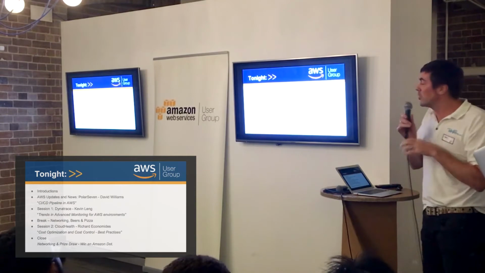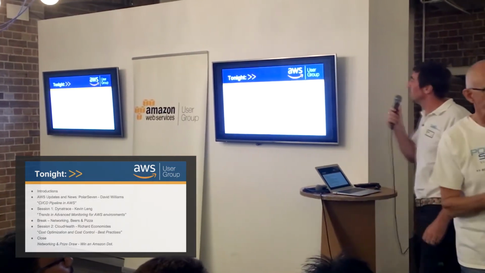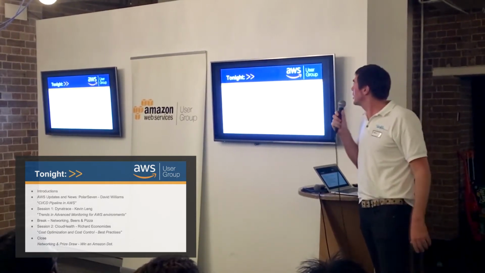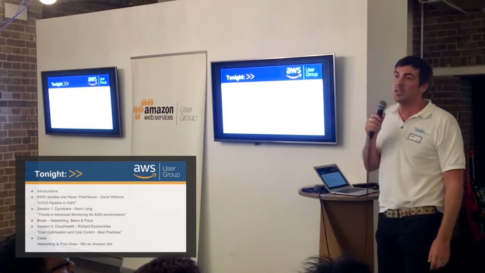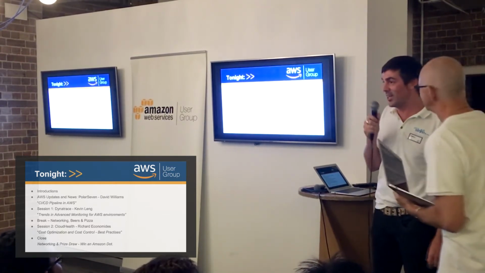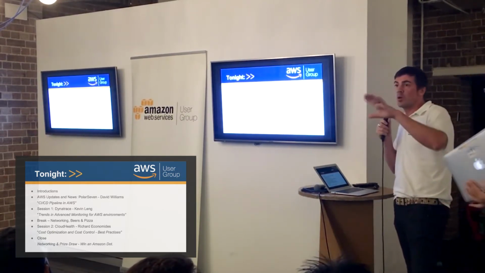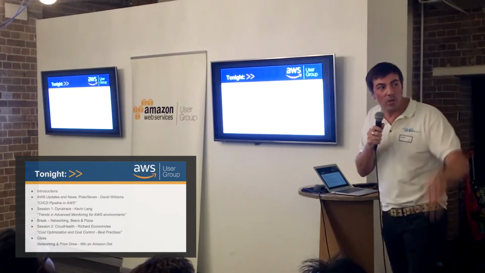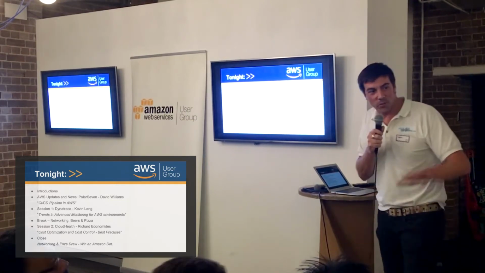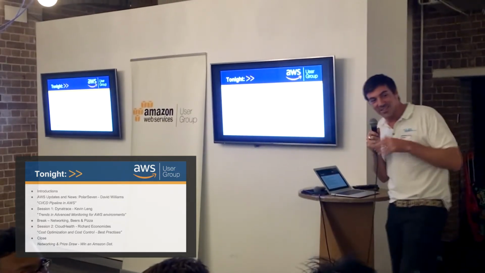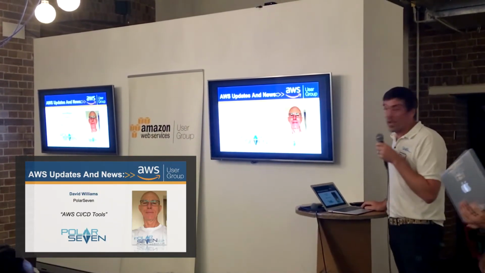So tonight, usual format. We're going to start with introductions, and then David from PolarSeven is going to give a CI/CD pipeline on AWS demo for about 10 minutes, and then Kevin from Dynatrace. Then we're going to break for networking and beers, and then we're going to come back to Richard from CloudHealth, who's feeling 97%, close to 100. Excellent. So with that, David, I will hand over to you.